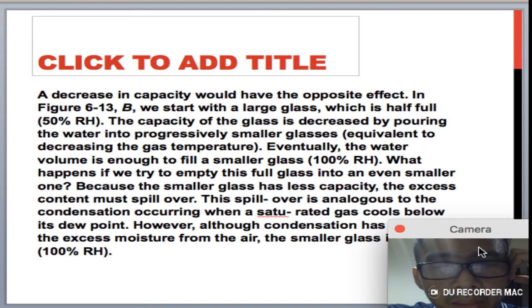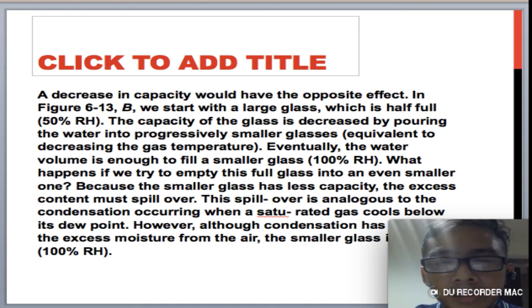So what happens if we try to empty these full glasses into an even smaller one? What will be the expected result? Because the smaller glass has less capacity, the excess content must spill over. So this spillover is analogous to the condensation occurring when saturated gas cools below its dew point. So there will be an overspill. That's one illustration of how this principle is explained.